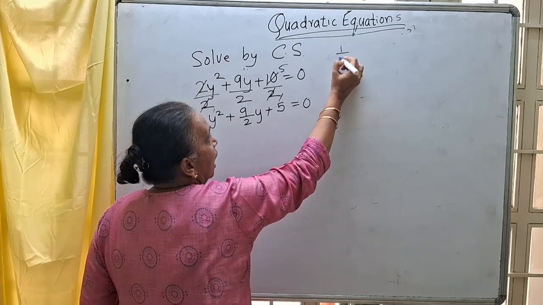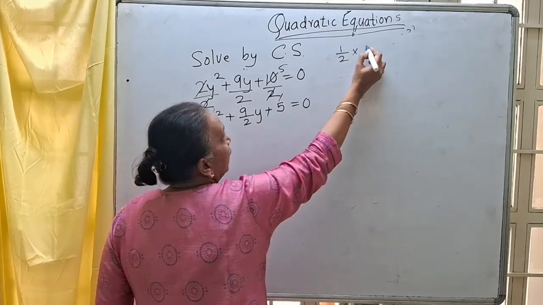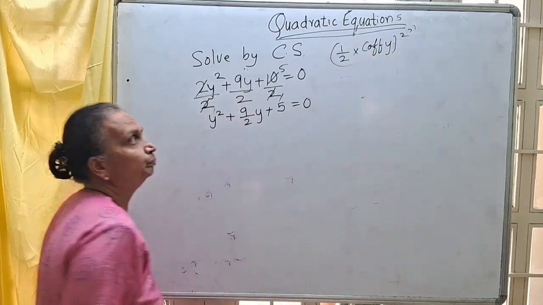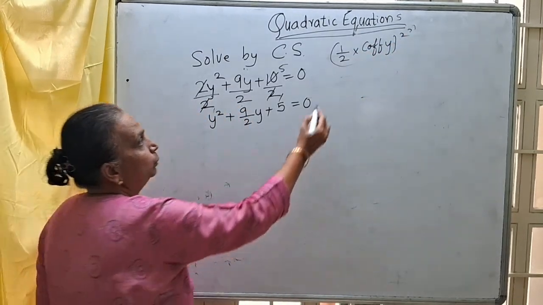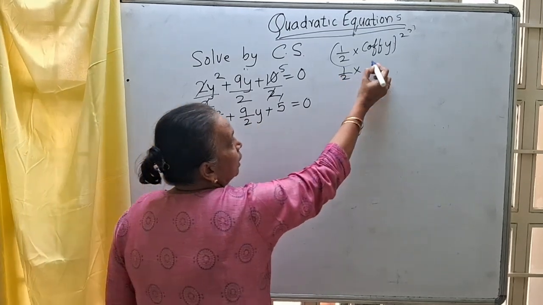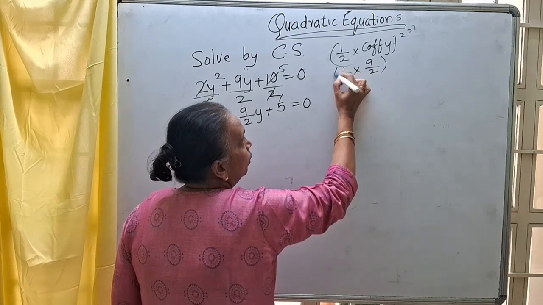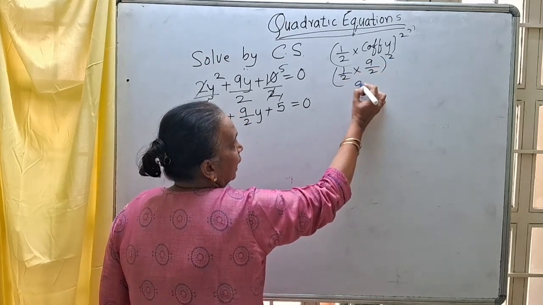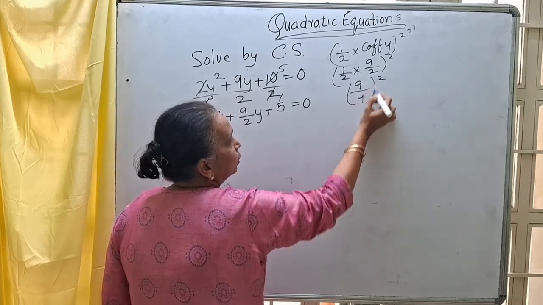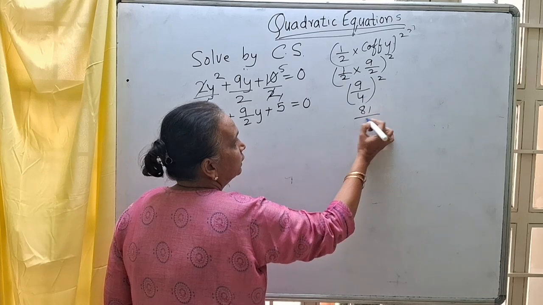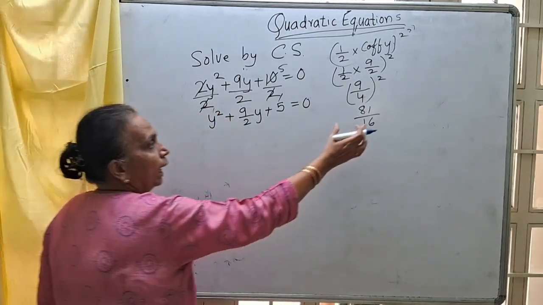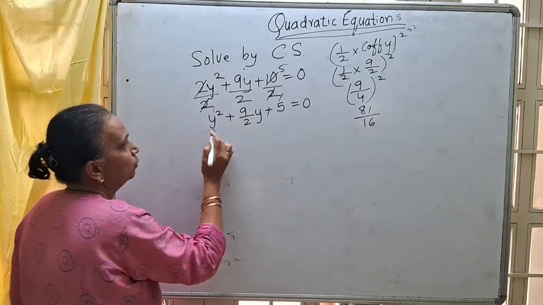What's the formula? Half into, here again the variable is y, half into coefficient of y, the whole square. So what I am going to do, y into, what's the coefficient of y? 9 upon 2. 9 upon 2, the whole square. 9 ones are 9, 2 twos are 4. The whole square. 9 square is 81, 4 square is 16.